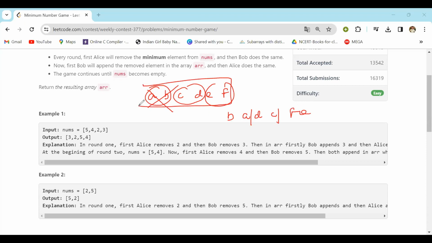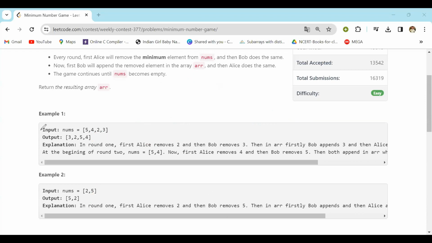Our answer is arranging the array in ascending order and swapping every pair of two elements. So if we arrange this array as 2, 3, 4, 5, what is our answer? 3, 2, 5, 4. So I think this is quite clear.